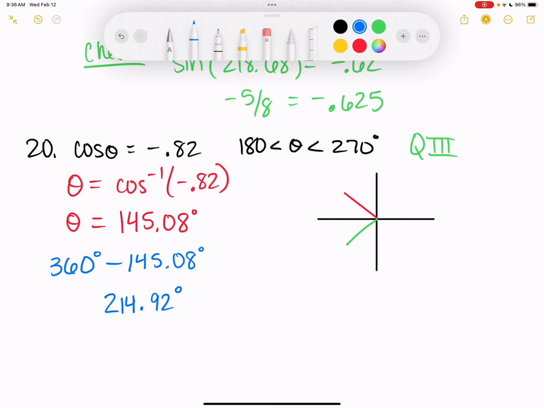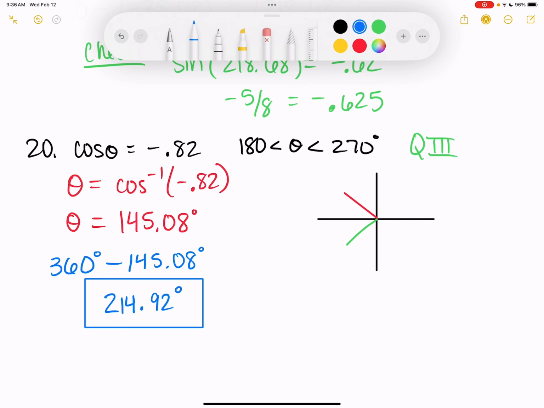Negative 0.82. Look at that. Same number. Wait, what did you ask us for? Cosine of the answer? The cosine of this. Oh, okay. Cosine. Oh my God. Negative 0.82.